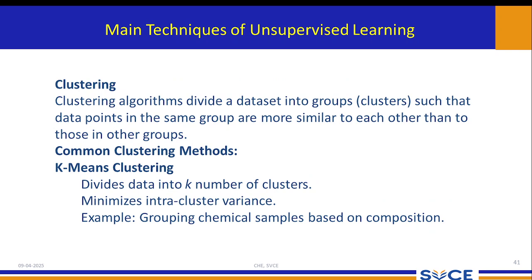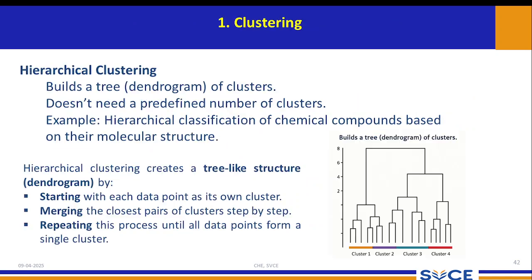Okay, in clustering we have k-means clustering, which divides data into k number of clusters. So it minimizes the intra-cluster variance. Example, grouping chemical samples based on composition.